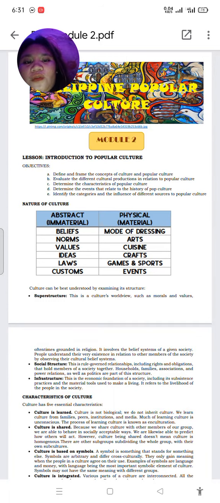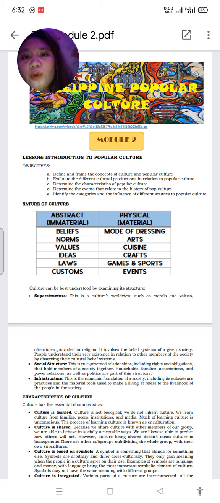So Module 2, Introduction to Popular Culture. Define and frame the concept of culture and popular culture. Evaluate the different cultural production in relation to popular culture. Determine the characteristic of popular culture. Determine the events that relate to the history of pop culture. Identify the categories and the influence of different sources to popular culture.